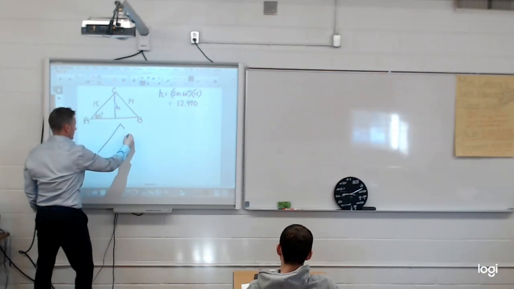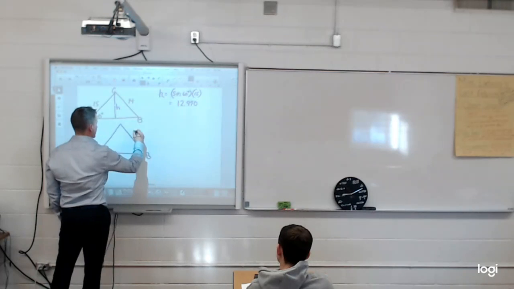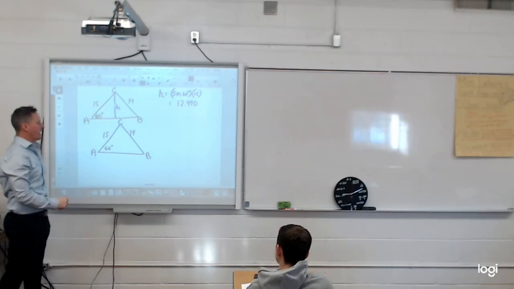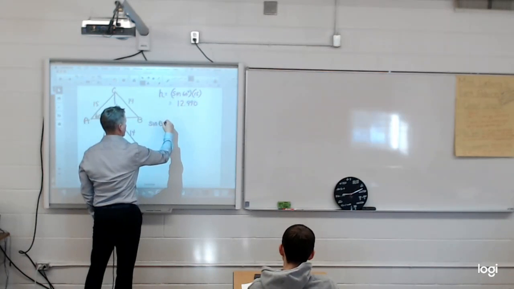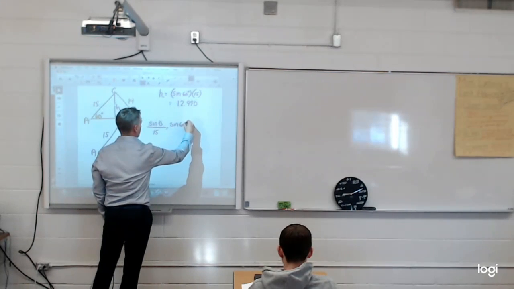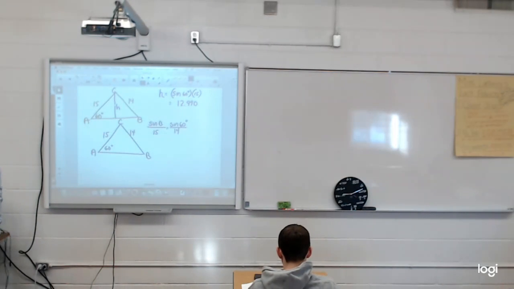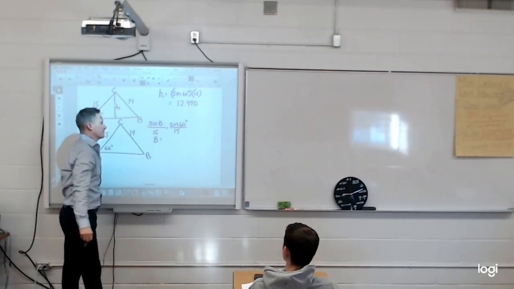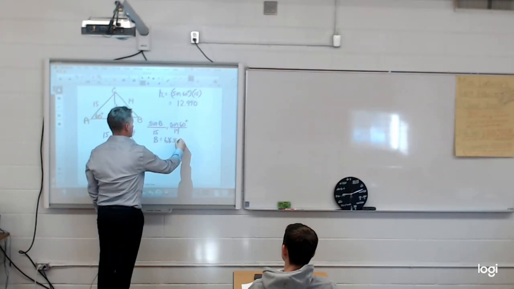So triangle number 1 looks like this. And I want to find all information based on the triangle. So the first thing I'm going to find is sine B. So I've got sine B over 15 is equal to sine 60 over 14. Okay? So let's find B first. Need angle B. 68.107 degrees.